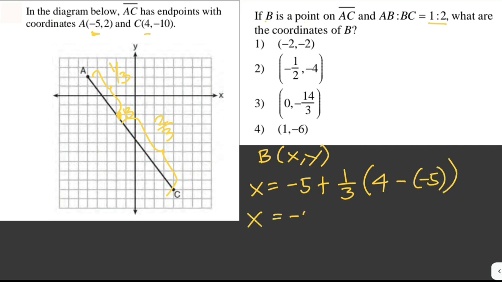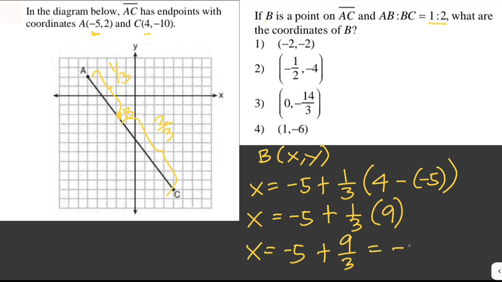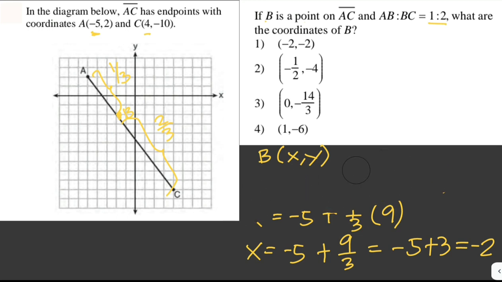So x is equal to -5 plus 1/3 times 9. So x is equal to -5 plus 9/3, and 9/3 is just equal to 3. So this is -5 plus 3. Therefore, the x coordinate of B is equal to -2. Now let's solve for the y coordinate of B. The same process.